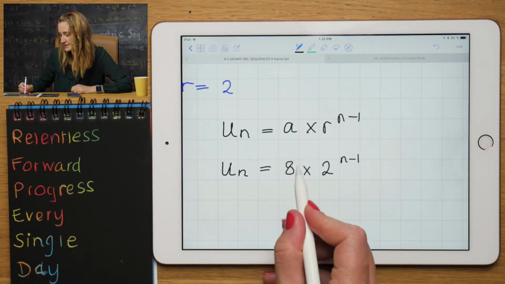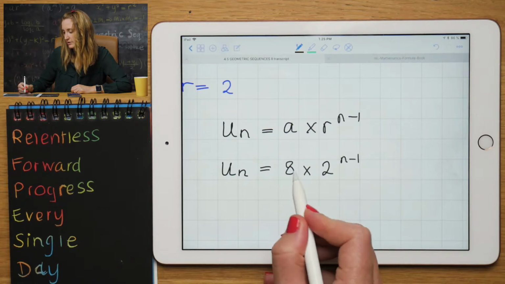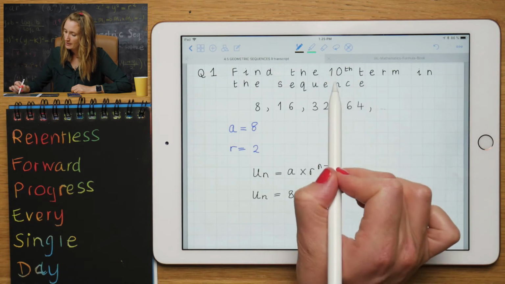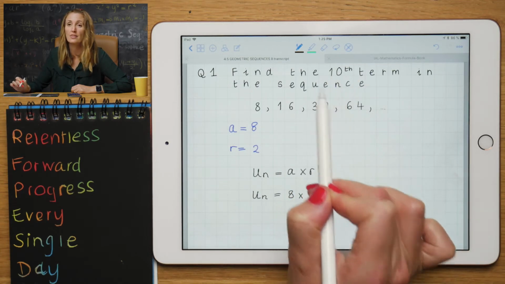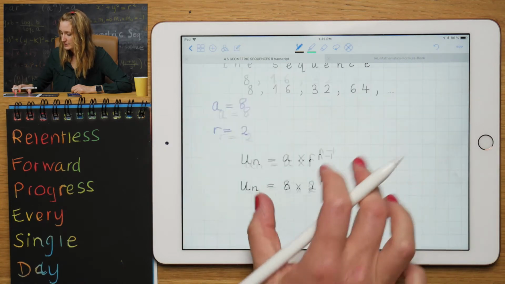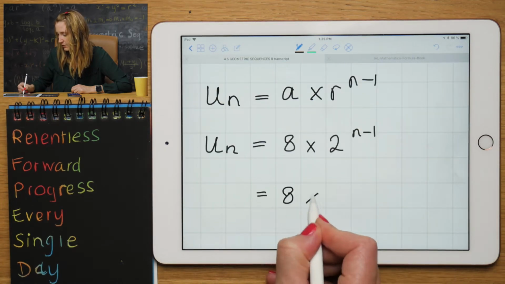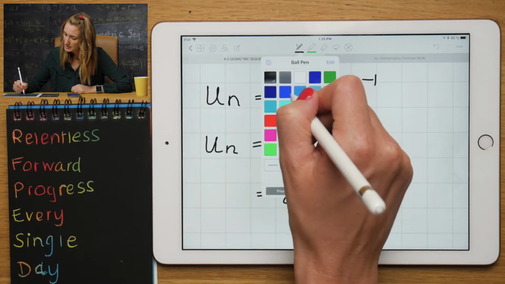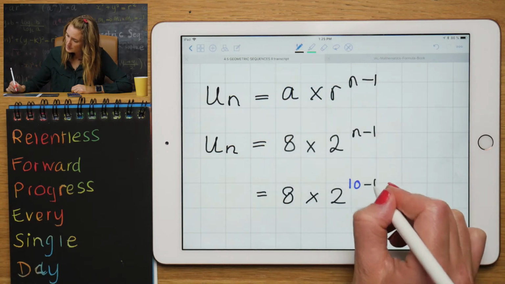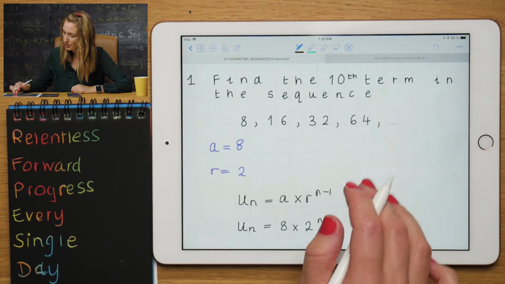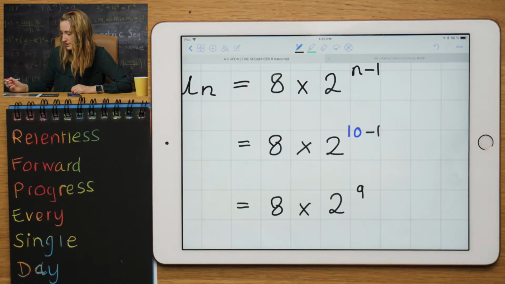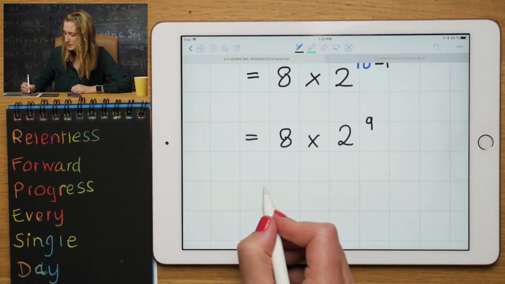I could simplify this down a little bit if I wanted to by noting that 8 is 2 cubed. But I'm going to go straight in and say, because I've been asked for the 10th term, I need to make n 10. So here, where I had before an n, I'm going to change that to 10. So 10 minus 1 for the 10th term. So the final simplified expression is going to be 8 times 2 to the 9.